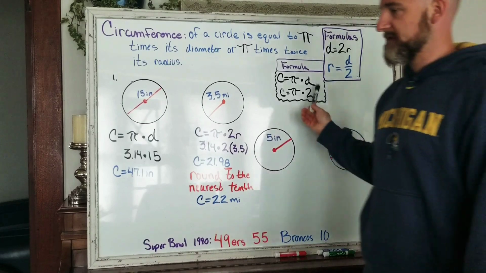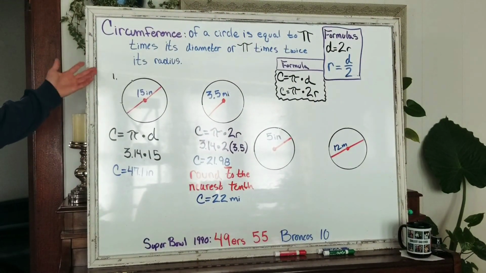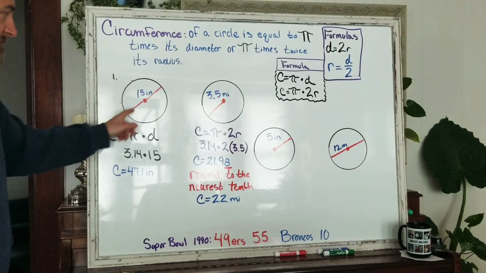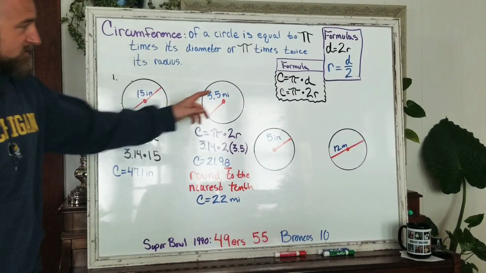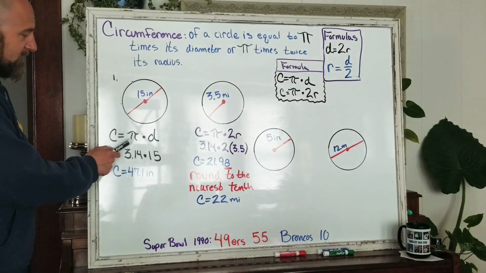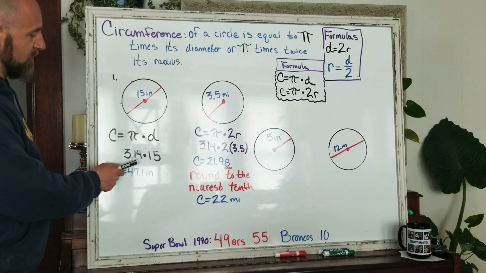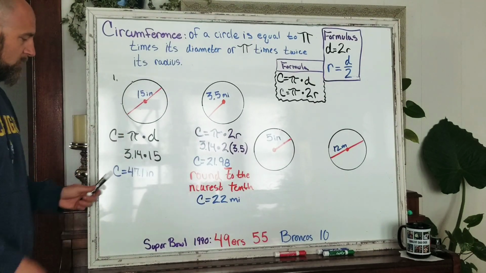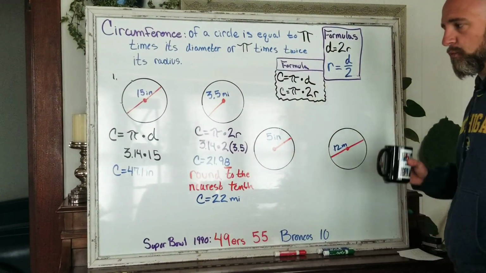So we'll go over these couple examples, and I have a couple that we'll go over. We have example 1. What are we given right away? If you're looking at this, you're given the diameter of this circle, which is 15 inches. So we know we can use the first formula, pi times d, or diameter. So C equals pi times diameter. So 3.14 for pi times the diameter is 15, which will give you C is 47.1 inches.